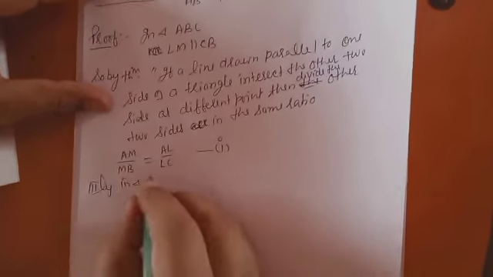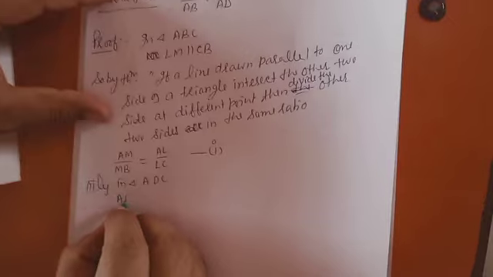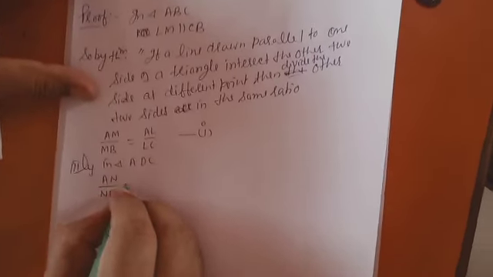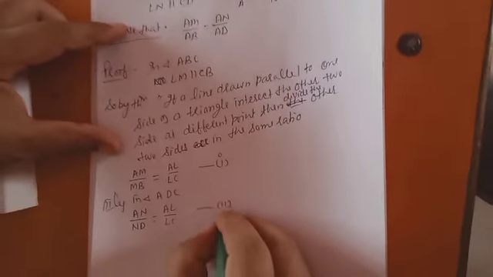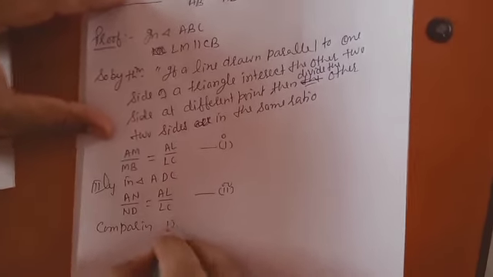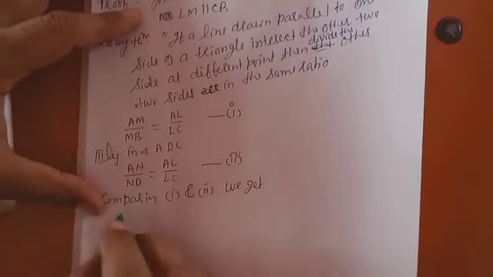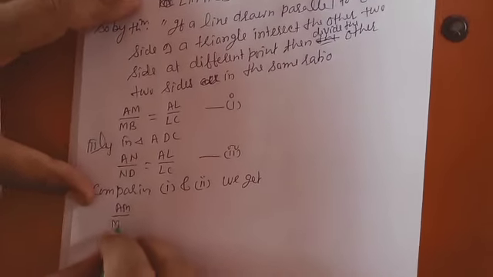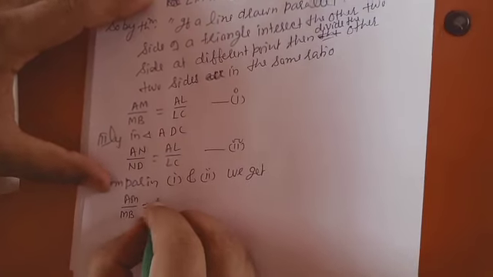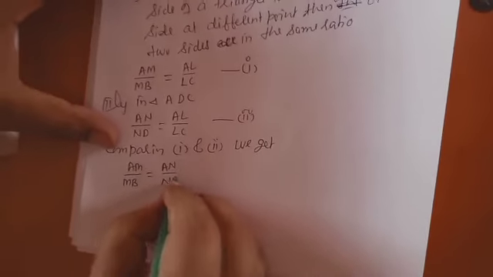Similarly, in triangle, in which triangle? ADC, AN by ND is equal to AL by LC. This is your second. Comparing first and second, what do we get? AM by MB is equal to AN by ND.